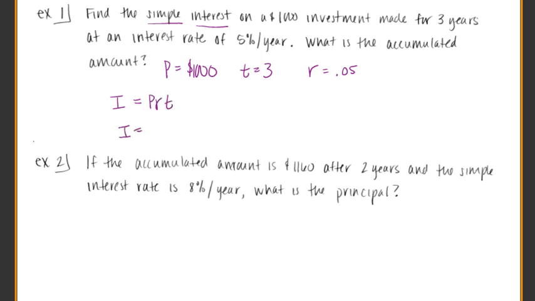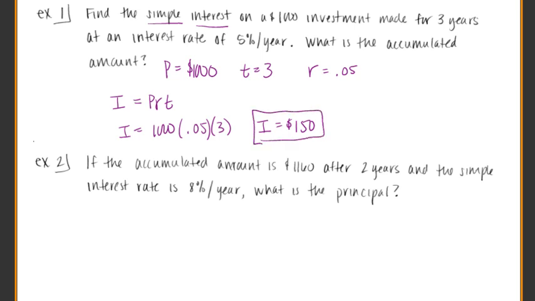So we do 1,000 times 0.05 times 3, and all we have to do is plug that into our calculators. So the interest comes out to be $150. That's just the interest earned.